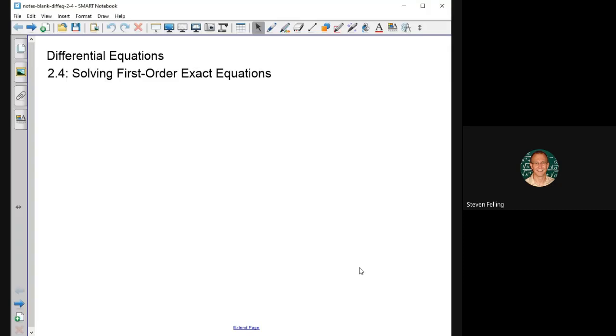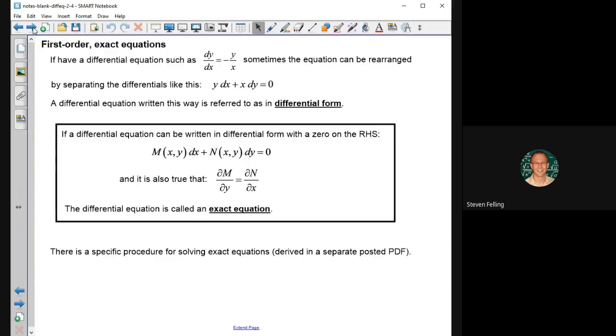Okay, this is going to be the video for section 2.4 for differential equations on solving what are called first order exact equations. So another type of equation. I would say this procedure isn't used as frequently as the other two that we learned, but another one to have in our toolkit that we can pull out if needed.